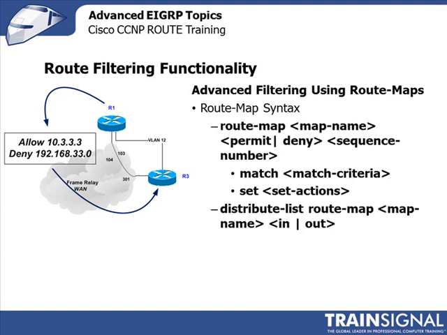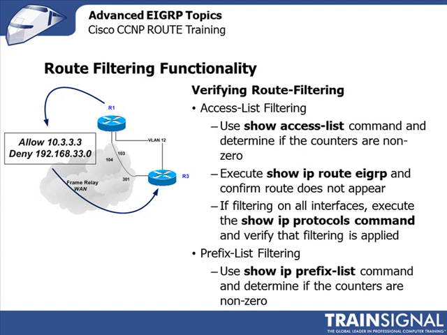So the route map syntax is very simple. It's route map, whatever the name of the route map is, permit or deny, then a sequence number, match and set, as we talked about, and then under EIGRP, it's distribute list route map, the name, and then whether it's in or out. So how do you verify route filtering is working correctly once you've configured it?